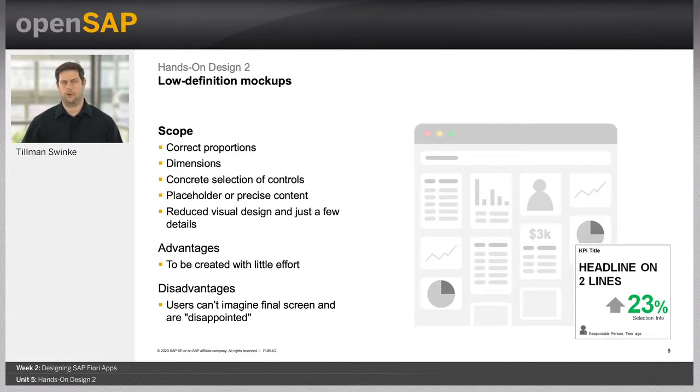Wireframes or low-fidelity mockups already show correct proportions and dimensions, and mostly feature mockup content. They can be very easily created, and are used to discuss the basic ideas, since no images and colors are distracting. One big disadvantage is that often users cannot imagine what the real screen would look like, and can be disappointed by the result. The upside is that the barrier to critique a design or suggest a change is very low.